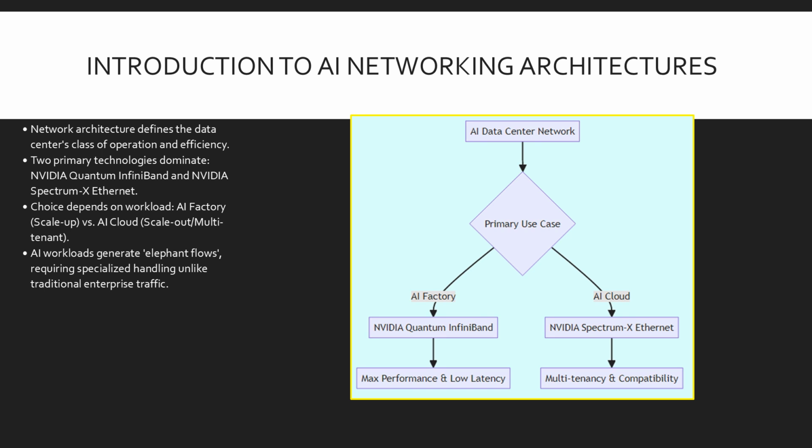This flowchart visualizes the high-level decision path we will explore. Starting at the top with the AI data center, we split immediately based on the primary use case. If you're building an AI factory for dedicated massive-scale training, the path leads to InfiniBand for maximum performance. If you're building an AI cloud requiring multi-tenancy and broad compatibility, the path leads to Spectrum-X Ethernet. We will break down these branches in detail throughout the training.